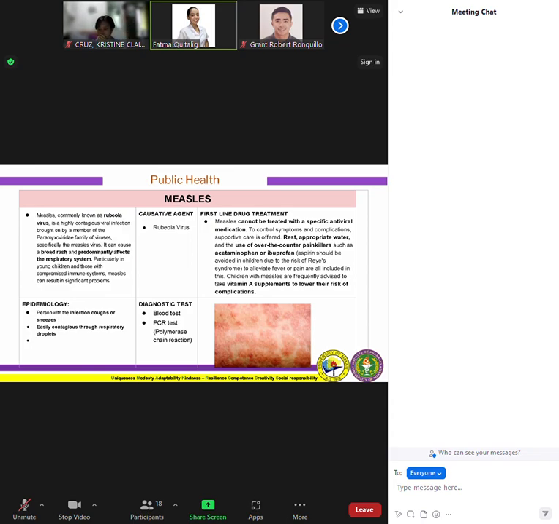So, yung MMR vaccine na ginagamit for measles, which is often administered along with the mumps and rubella vaccine. It is quite efficient at preventing measles. So the vaccination is normally given in two doses. So the first dose is given between the ages of 12 and 15 months, and the second dose is between the ages of 4 to 6 years old. So, ayun lang po.